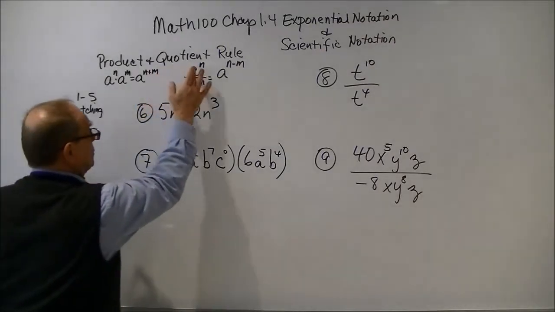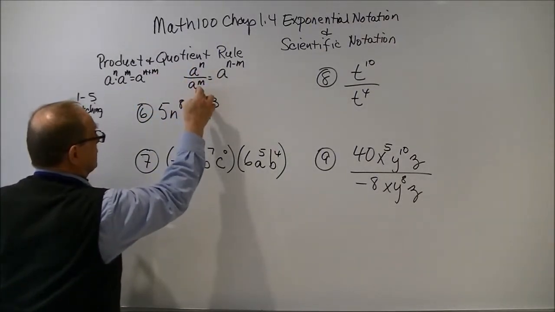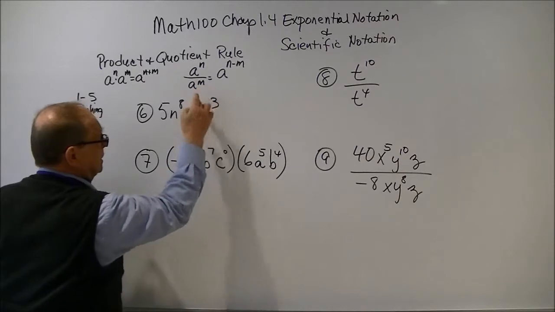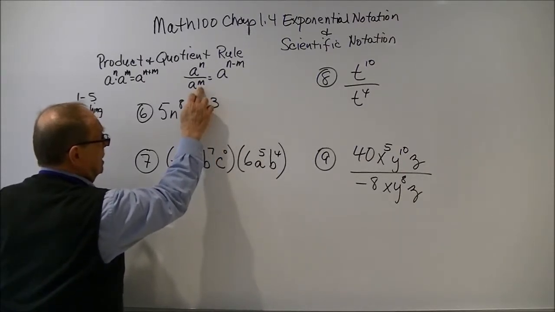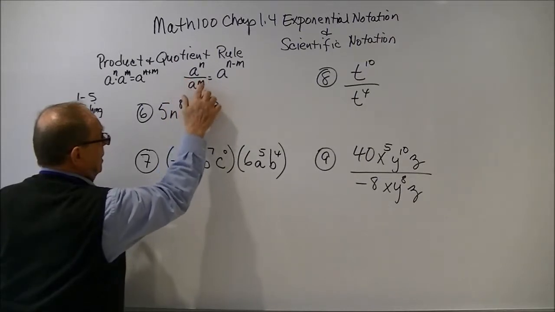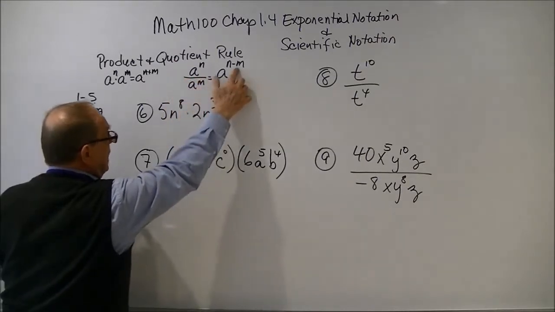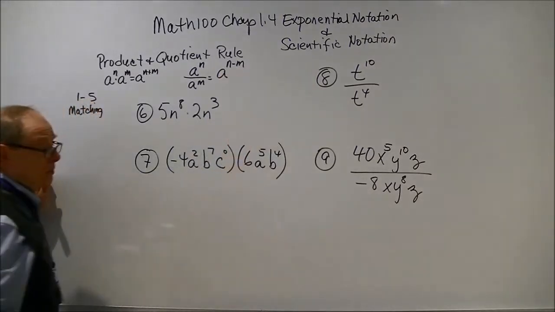And the quotient rule, quotient refers to fractions. We take the smaller one actually, or in this case it's the m, bring it across the division bar. When we do so, its sign changes and we just subtract.